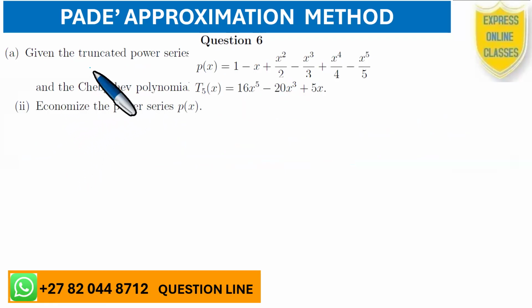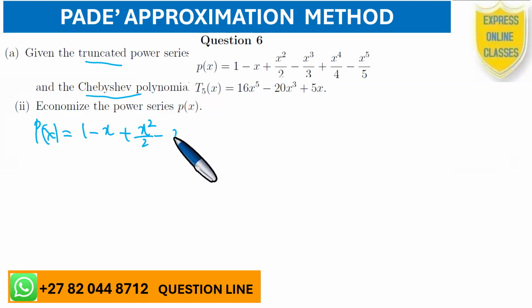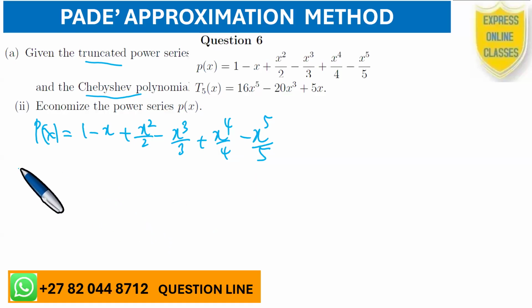Still given the truncated power series here, together with the Chebyshev polynomial t sub 5, economize the power series p of x. Let's economize this one. So at this point, we take note of the following. In the second Roman figure, we have been given the truncated power series, which is P of X, which is 1 minus X squared over 2, X cubed over 3, X to the fourth power over 4, X to the fifth power over 5.